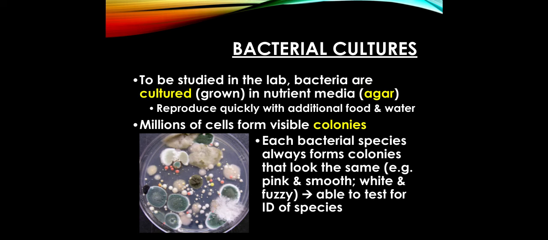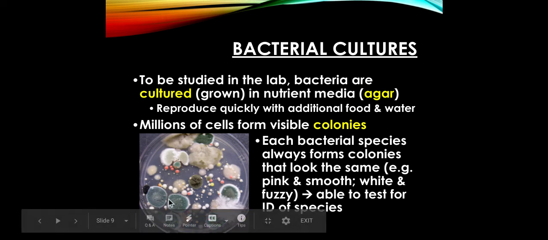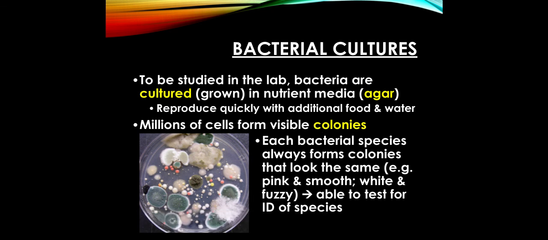Each bacterial species always forms a colony that looks the same way. So if it is a pink and fuzzy looking thing, it will always be that way. Or if it's green and bumpy, it will always be that way. So that is one way that we are able to test for and ID different species when we're making our cultures.